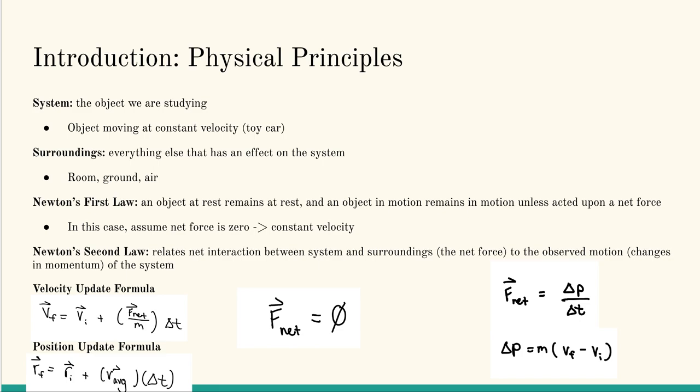Newton's second law related net interaction between the system and surroundings to the observed motion. So the net force was equal to the change in momentum over change in time, and since there was no change in velocity, there was no change in momentum and therefore a zero net force. This was seen in the velocity update formula. Since there was no net force, the velocity final equals velocity initial, and then the position was updated with the position update formula with the same average velocity.